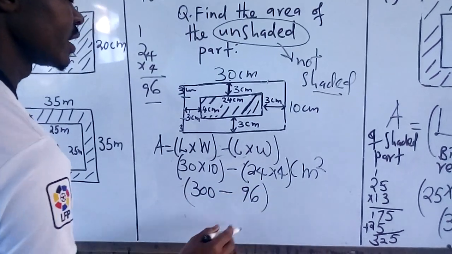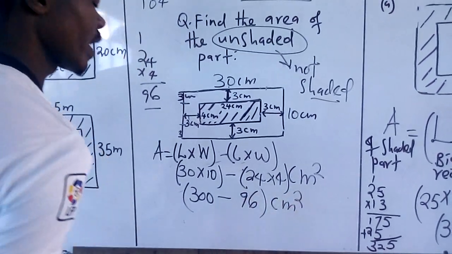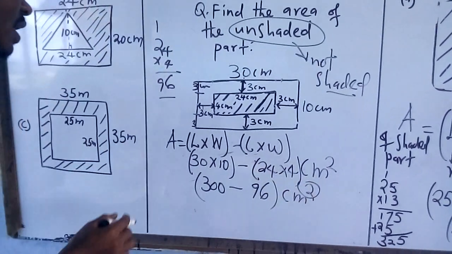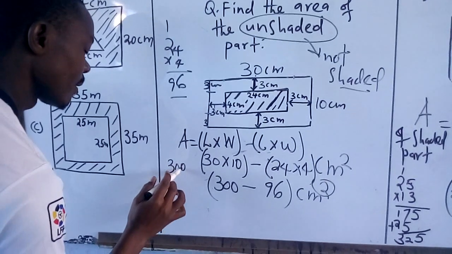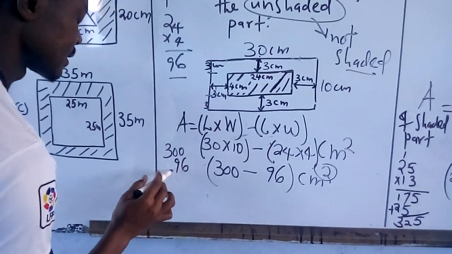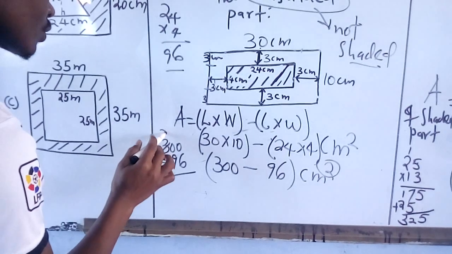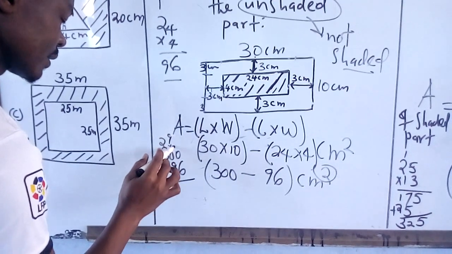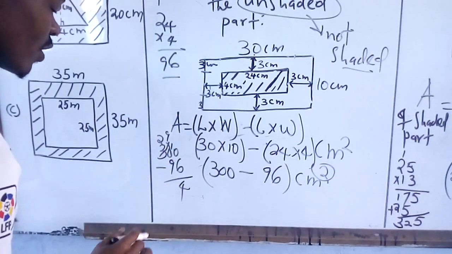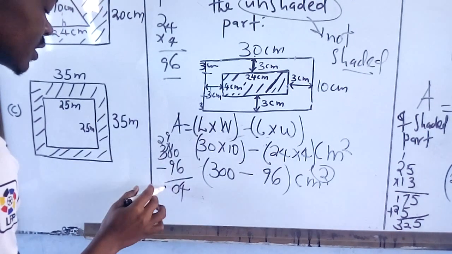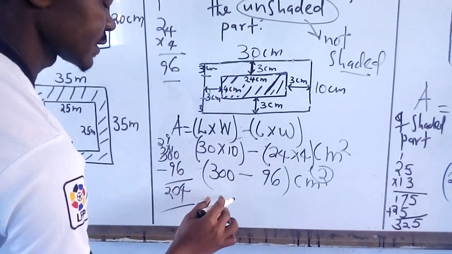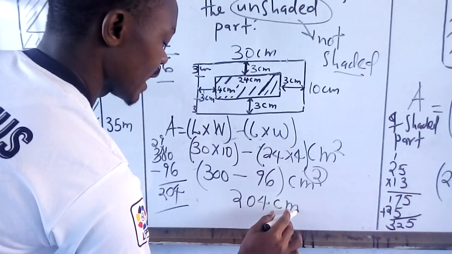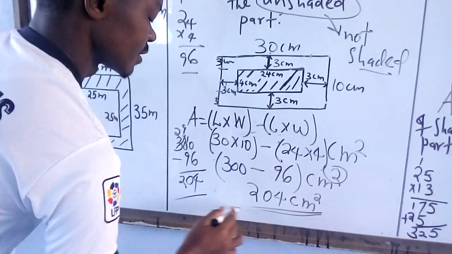From there we get the difference, and the unit must be square units, so the square centimeters, don't forget this. Therefore 300 minus 96. What are we going to have? 10 minus 6, you get 4. 9 minus 9 is 0, and this is 2. So our answer is going to be 204 square centimeters.